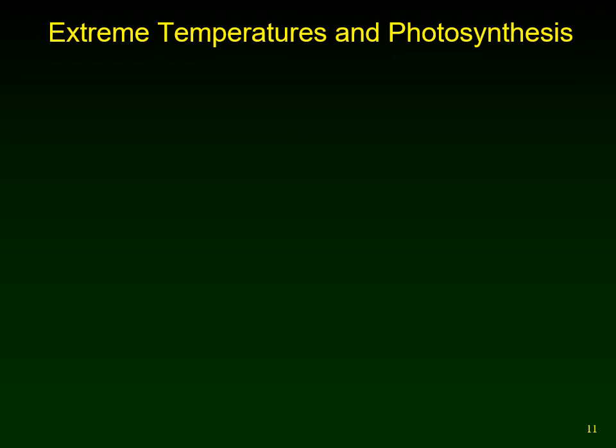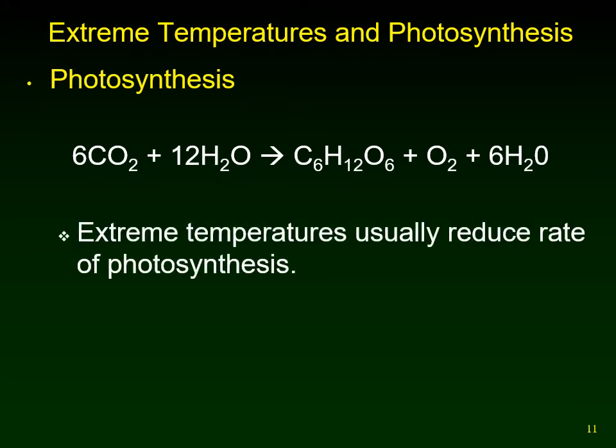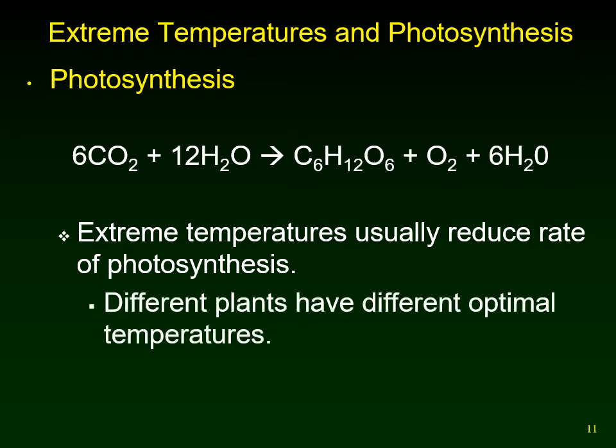Okay, so we do know that extreme temperatures are going to affect the enzymes in photosynthesis. So here's the equation I just wrote for you. Extreme temperatures will usually reduce the rate of photosynthesis, and this is an issue for global climate change because we're finding the tropical rainforests are getting so hot, the trees are not able to complete photosynthesis. The enzymes are breaking down. And we know that the plants have different optimal temperatures.